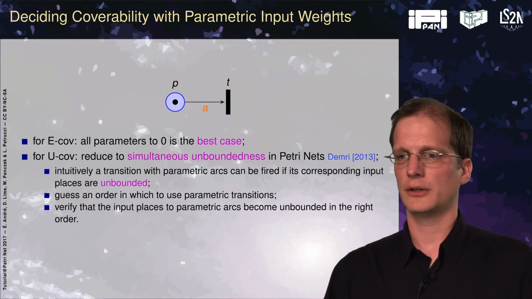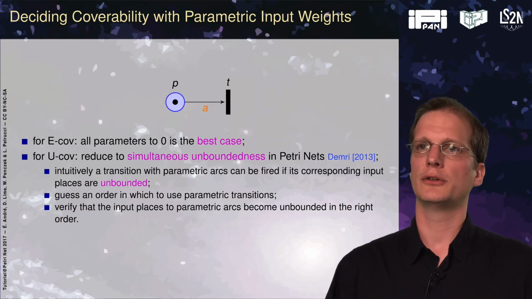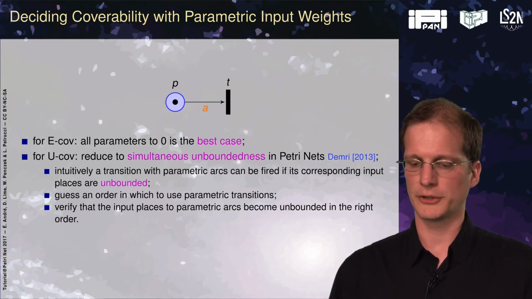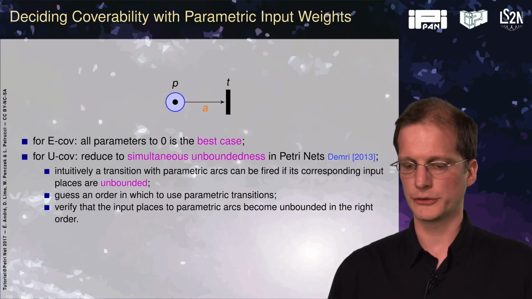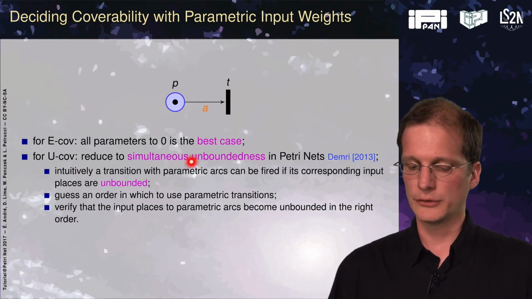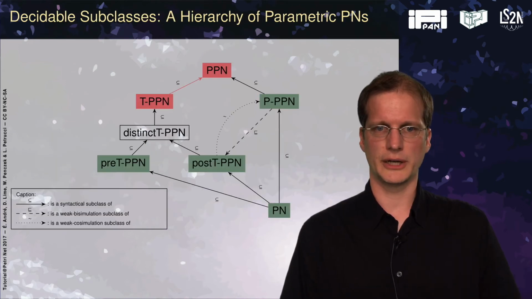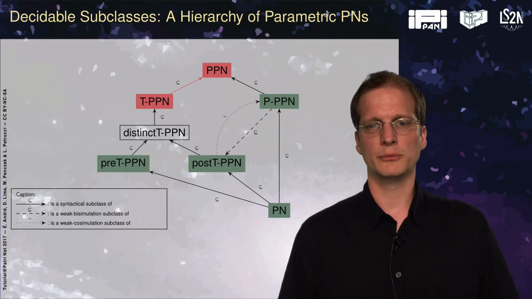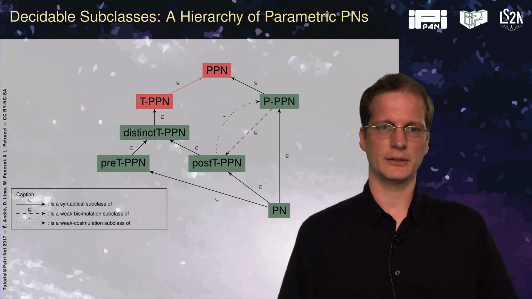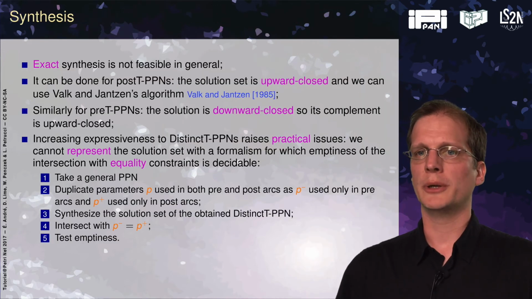So doing that, we have a construction which is a bit complex, but which reduces the universality of parameter evaluations for coverability of parametric Petri nets to the simultaneous unboundedness of regular Petri nets. So finally, we have this, and since we have both of them, we can easily combine both techniques, and we get that actually it's decidable also for distinct PPNs. So it remains the problem of synthesis.